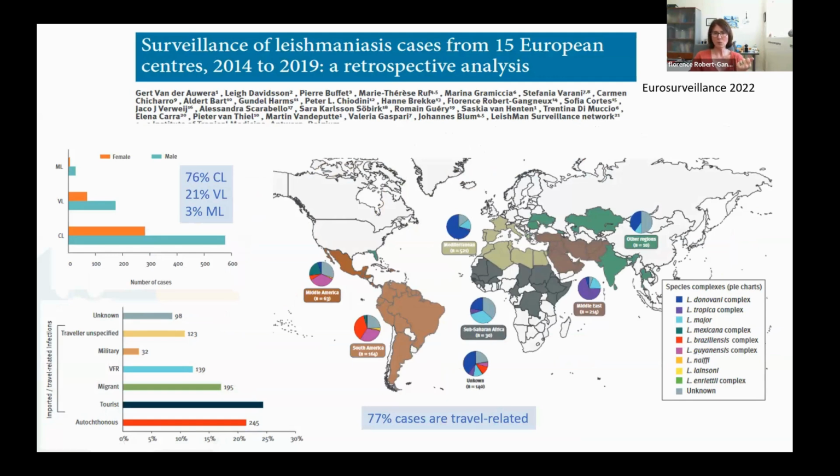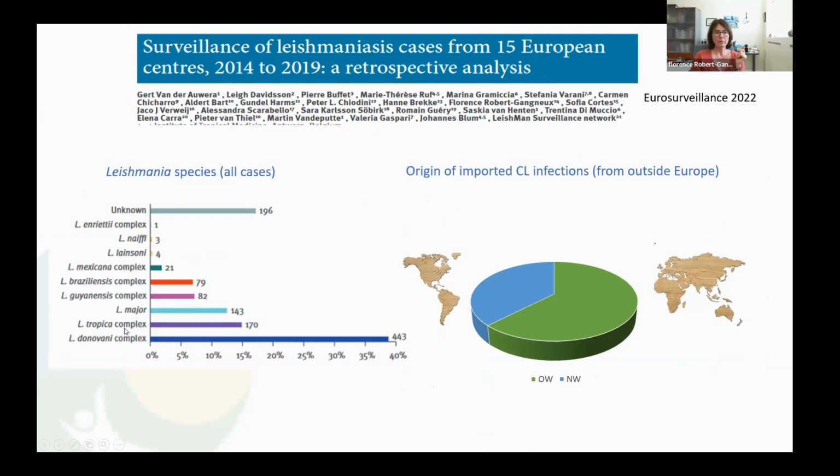As I told you, it is mainly unreported, but for example, in this study conducted through the Leishman network, we collected all European cases diagnosed in our centers. And you see that patients had been infected in various areas in the world. And these cases were mainly cutaneous leishmaniasis and mainly travel-related. But we have also, of course, many autochthonous cases due to Leishmania infantum. For the Leishmania donovani complex, including Leishmania infantum, you see that as much as 40% of cases were CL cases, which is not so unusual.